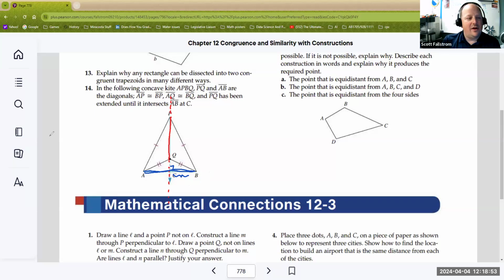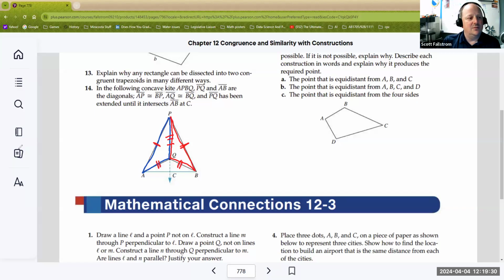Okay, so let me delete this. So if you're trying to show that these are perpendicular, let's just go through some of the pieces you should be able to pick up pretty quickly. First off, triangle PQA is going to be congruent to triangle PQB. And we can see that because we have side, those are given to us because it's a concave kite. And lastly, this one is given to us because it's reflexive.